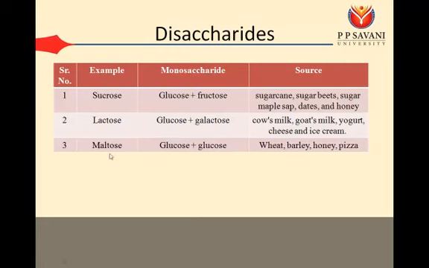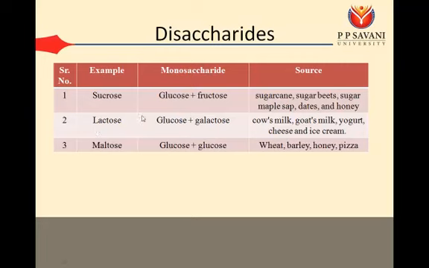I am sure these terms are known to you. Let's see what sucrose is made up of. Sucrose is made up of glucose and fructose. The glucose and fructose are linked by a glycosidic bond. Now from where can you get sucrose? Sucrose is present in sugarcane, sugar beets, sugar maple sap, dates and honey.